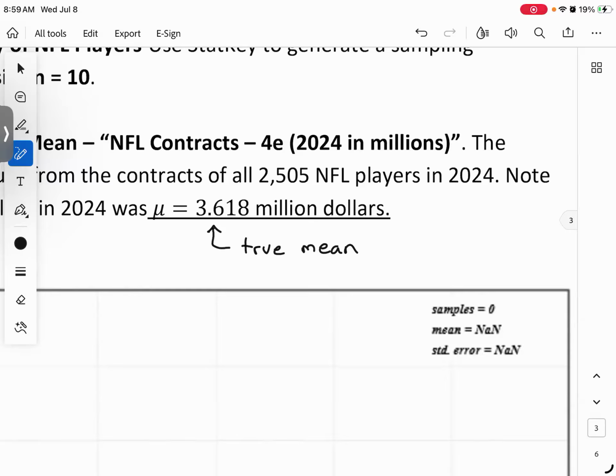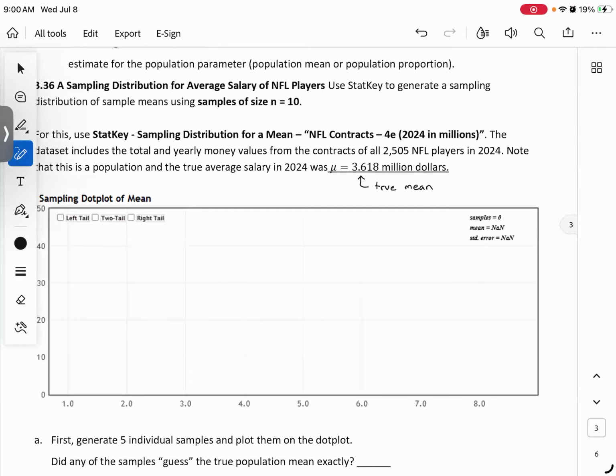Now, suppose we did not have access to all of the NFL players for that year, and we only had a sample, and we were going to have that sample be our best guess at what the truth might be. I want to show you how some of the guesses might be pretty good and how some of them might just be way off. So the way we're going to do this is with Stacky.